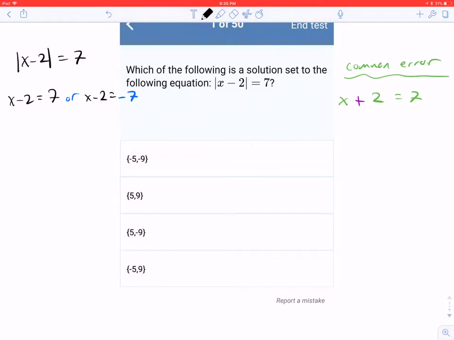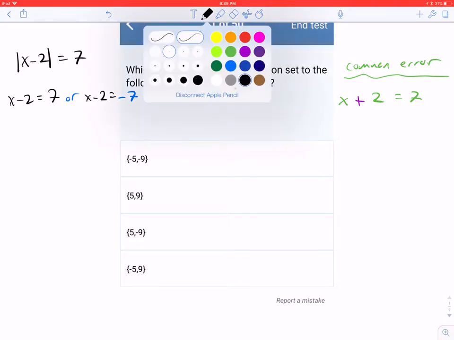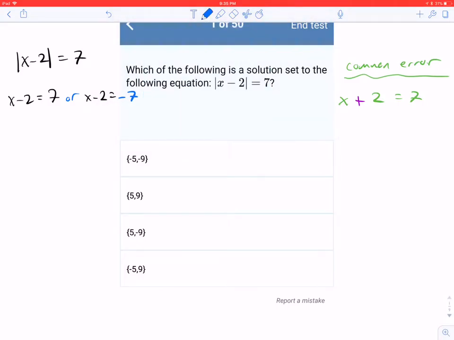Okay, so now if we solve on the left, if I have x minus 2 equals 7, to solve for x I'm going to add 2 to both sides. So negative 2 plus 2 goes to 0, and then you just have x on the left. The equal sign comes down. 7 plus 2 is going to be 9. And then we say or.